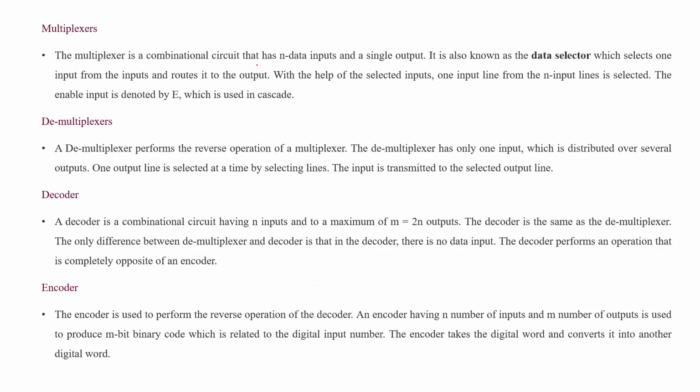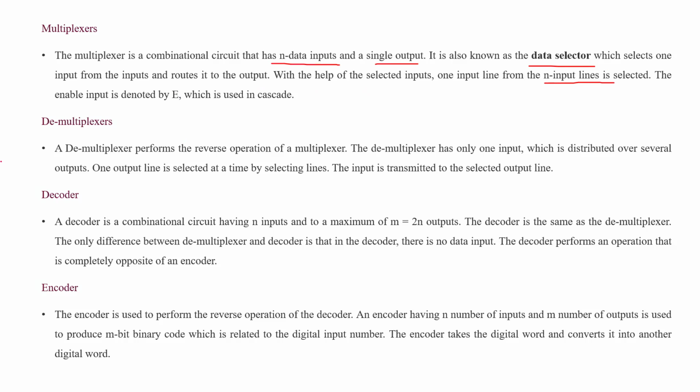Multiplexers: a multiplexer is a combinational circuit that has n data inputs and a single output. Multiplexers and encoders are a very important question. Simply, they will ask you 2 power n equal to n, or which one matches the following. It's a very frequent, important question. It's also known as a data selector, which selects one input from the inputs and routes it to the output. With the help of select inputs, one input line from the n input lines is selected. I'm just reading this out; we can see it one by one, elaborately with examples, in upcoming videos.